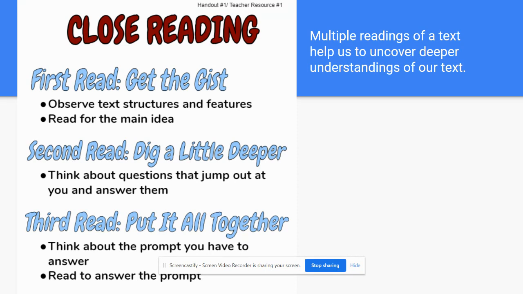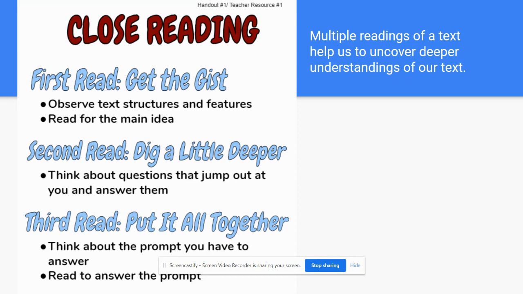Okay, before we start reading our new article, I want to remind you of our close reading strategy. Remember that close reading is a strategy that all good writers and readers do to help them understand their text better. It's when we read our text multiple times. So the first read, we want to read the article just to get the gist. What is the article mostly about? Okay. The second read, we want to kind of dig a little bit deeper.